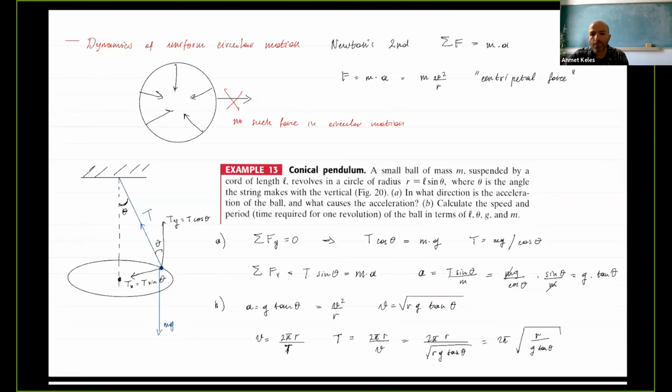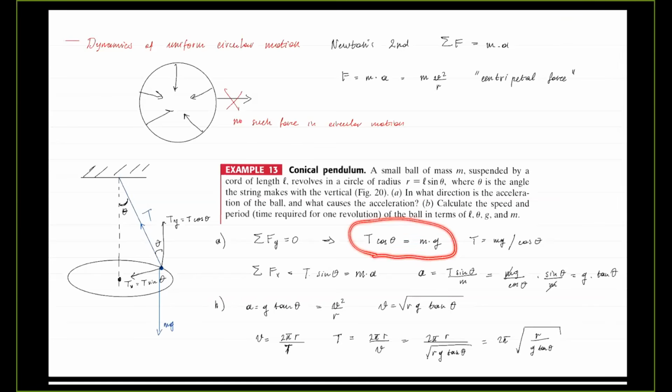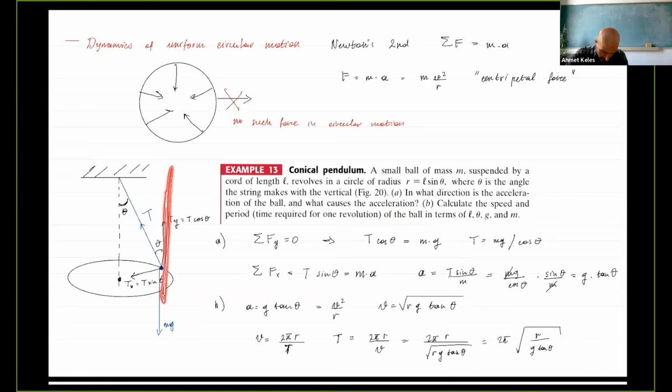Okay. Hocam, how do we get the tangent theta? So what I did is something like this. I set up the equation for this direction. I said the total force along this direction should be 0. So Ty, which is equal to T cosine theta, should be equal to mg. T cosine theta is equal to mg. And I solved this for T, which gave me mg divided by cosine theta.